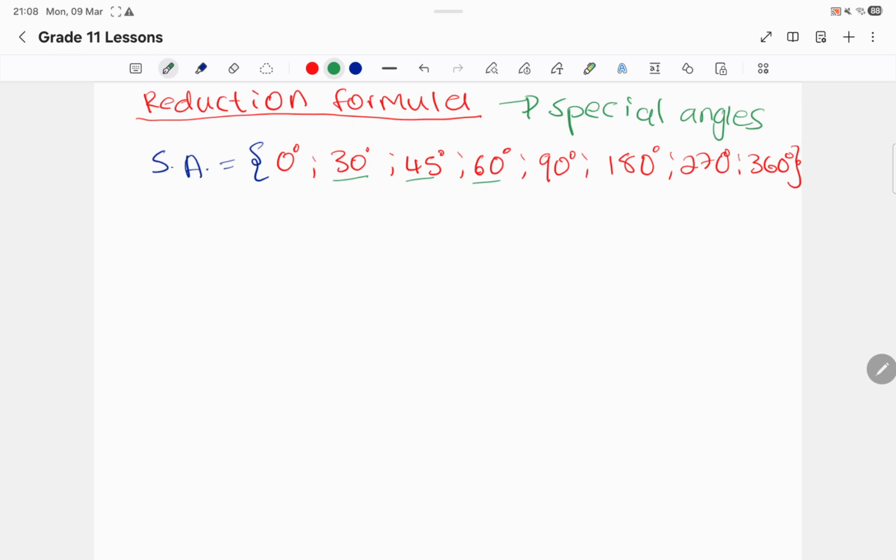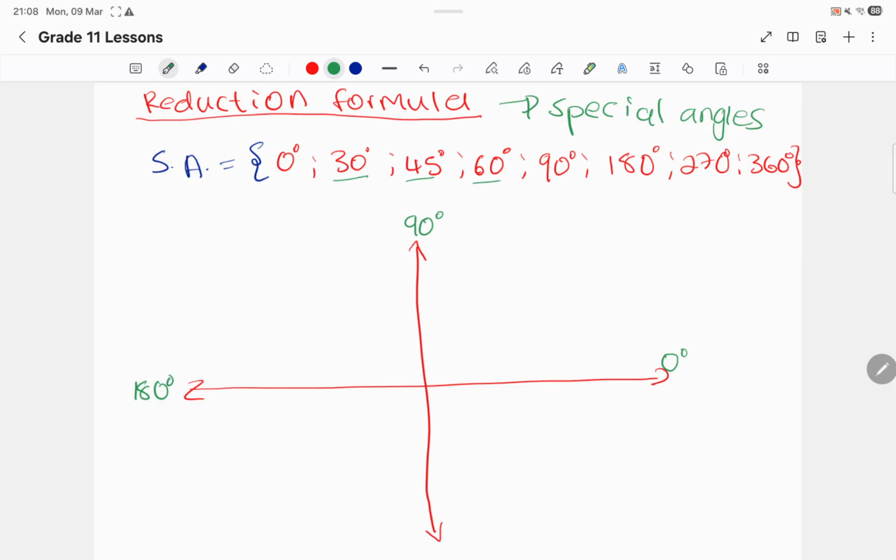But how do you get those, right? You get this from, let's say we draw this Cartesian plane here. So this is what you're going to be playing around with. Let's label it: this will be 0 degrees, that will be 90 degrees, that will be 180 degrees, that will be 270, and then back to 360 degrees, right?